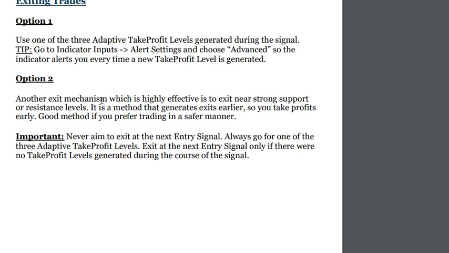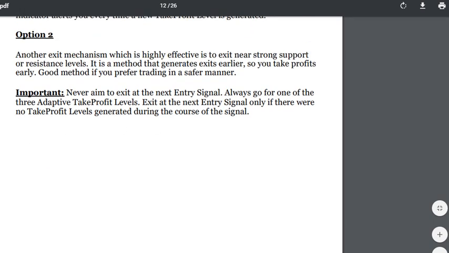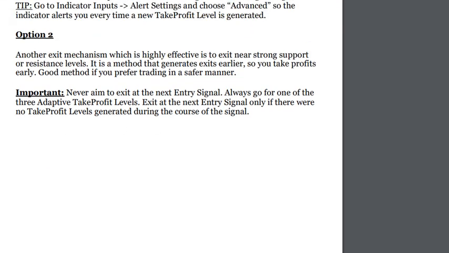Option 2, another exit, is to exit near strong support or resistance levels. We're talking 1 and 5 minute charts. They're not going to be that strong. You could use higher support and resistance levels. But again, if I turn off all the bars on my chart and I draw a bunch of random lines, and I turn those bars back on, price is going to bounce seemingly to the pip off of each of those. So how do you know if your levels are better than random? So keep that in mind as well.